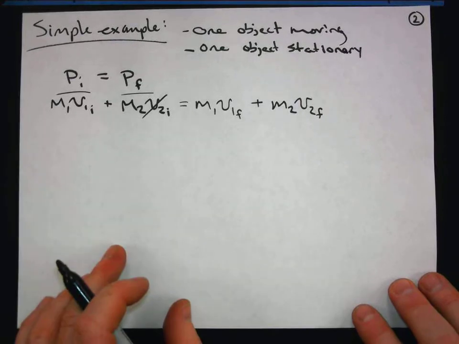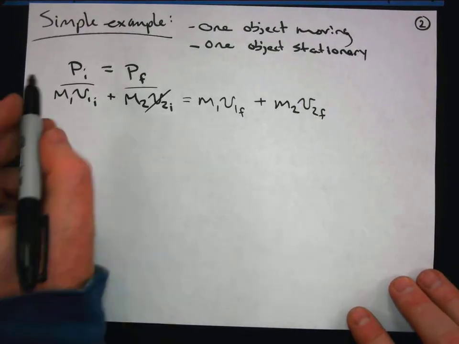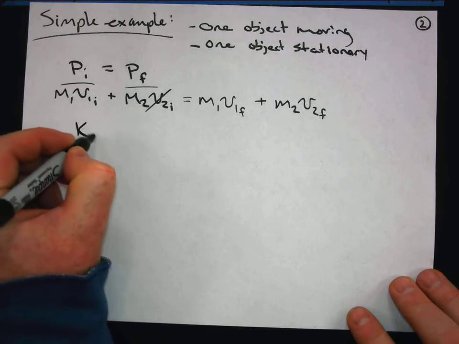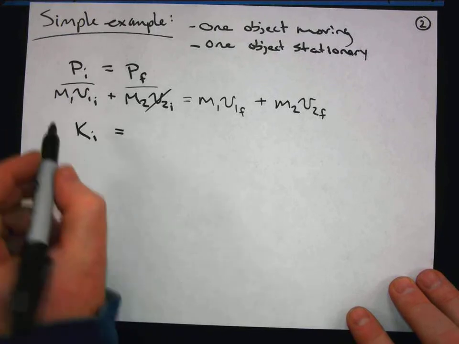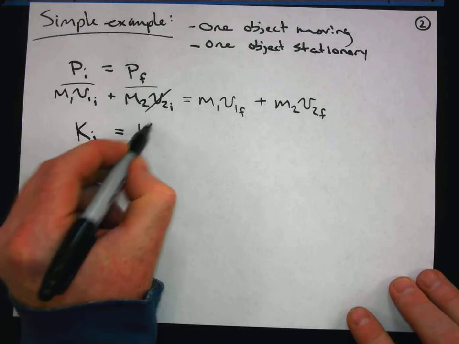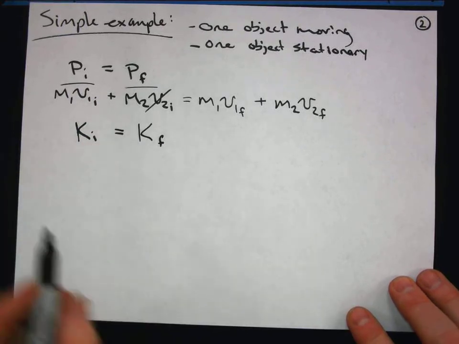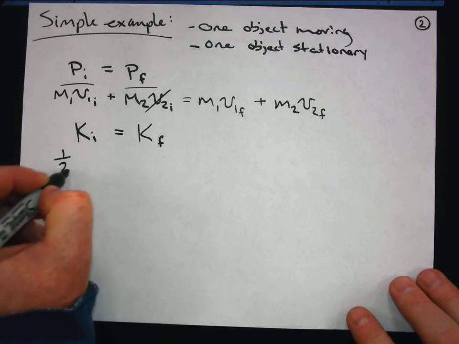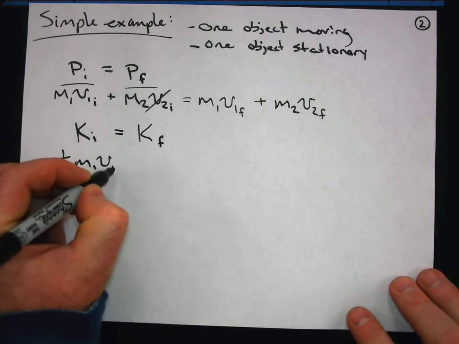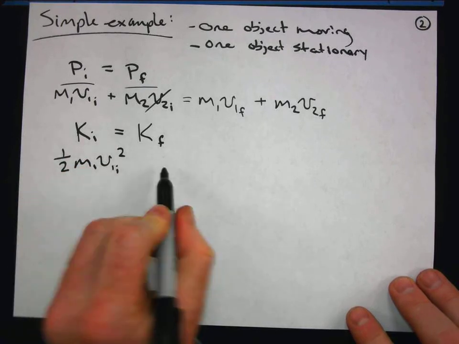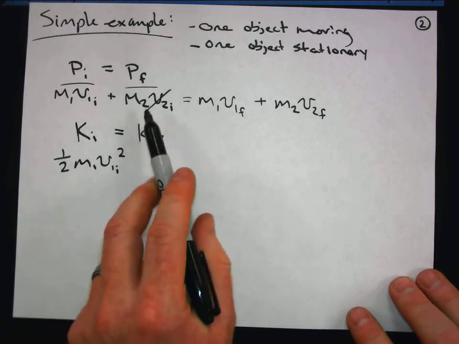Now, we also expect not only conservation of momentum, but conservation of kinetic energy. So we have an initial amount of kinetic energy for the system. We expect an equal amount of kinetic energy after the collision. So 1/2 m1 v1 initial squared. And I'm not going to write the second term here. I already know that m2 is not moving, so I can just ignore this.